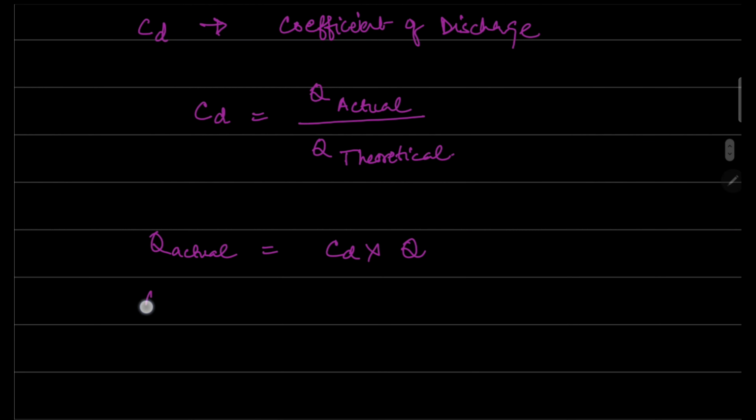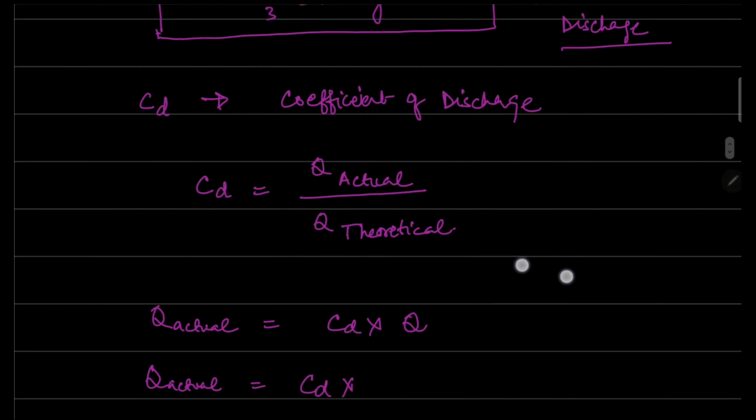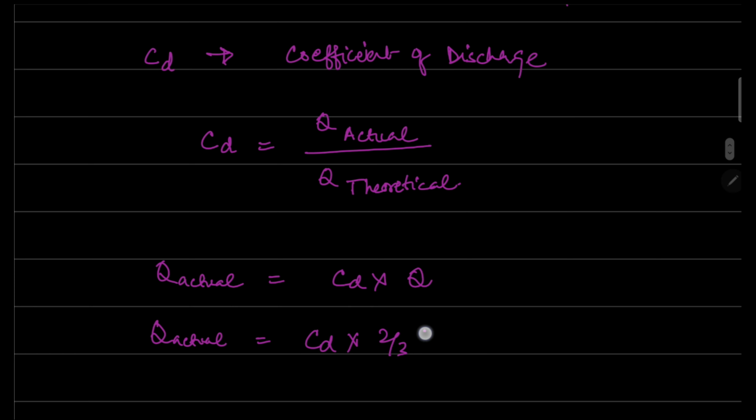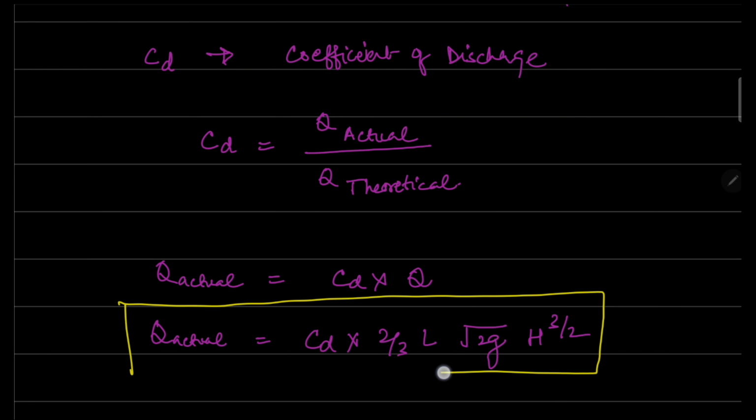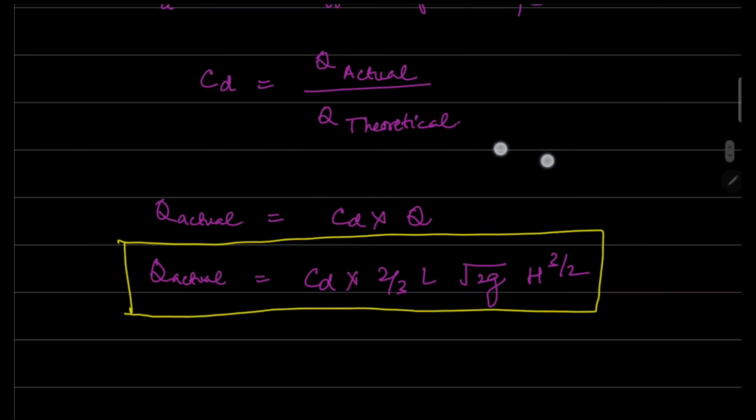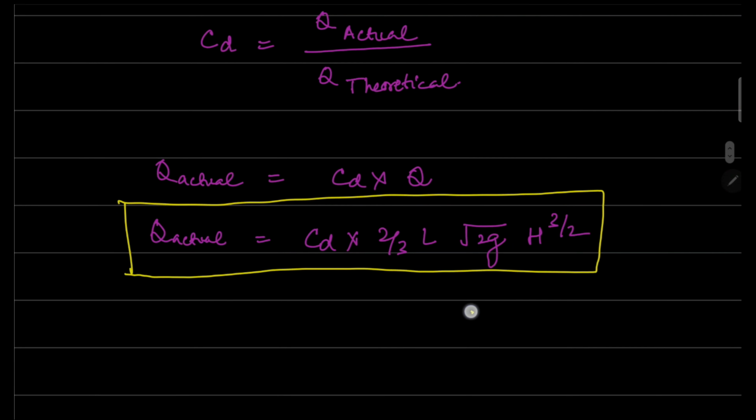So the actual Q you are getting from the rectangular weir can be written as CD multiplied by the equation you got, that is 2 by 3 into L multiplied by under root 2g, h raised to the power 3 by 2. So the final equation you are getting is like this one. Usually the values of CD are in the range of 0.58 to 0.62 for such weirs.